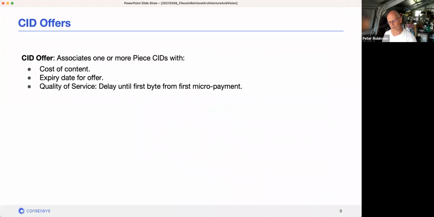And so these CID offers, as I've just said, include the cost of the content, when the offer expires, and also there may be something related to quality of service that you might provide. Now, we're still working on that quality of service metric and what that might be.